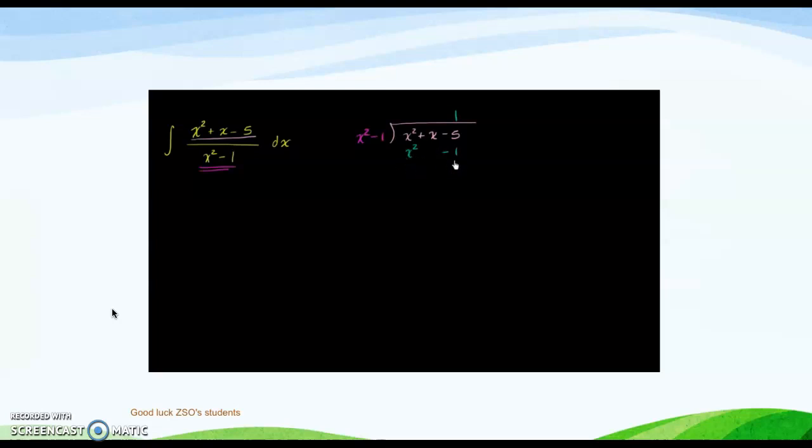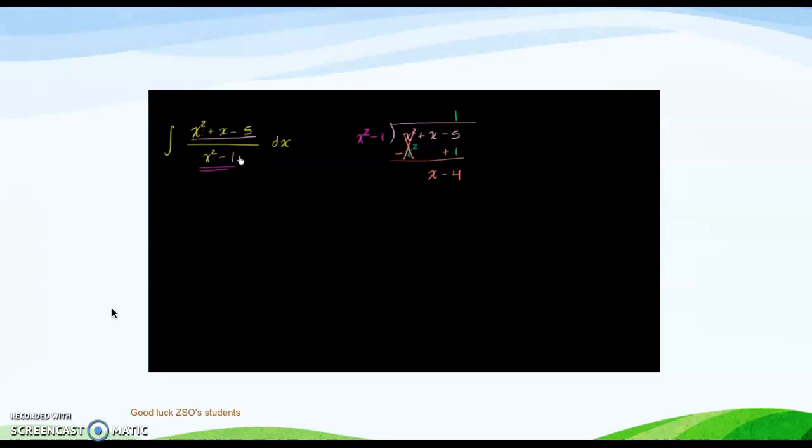And I subtract this expression from the other, or I can just add the negative of it. So it's going to be negative x squared plus 1. And x squared minus x squared is 0, so those cancel out. We're left with x, and then negative 5 plus 1 is negative 4. So we have x minus 4 left over.